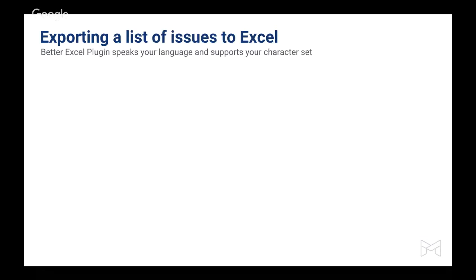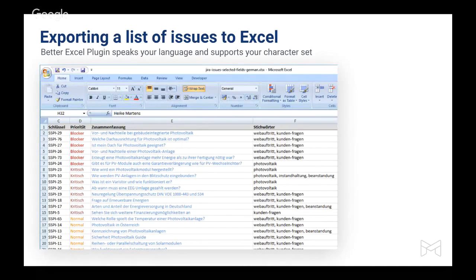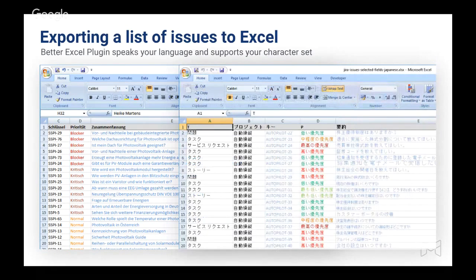Another frequently surfacing concern is language support. Text-based export formats like HTML or CSV are prone to encoding problems, which gets even worse if your teams are using different operating systems or multiple languages. You can use any language and any operating system. We have you covered. Better Excel plugin works with 100% Unicode internally. Therefore, it supports any language and character set just out of the box.